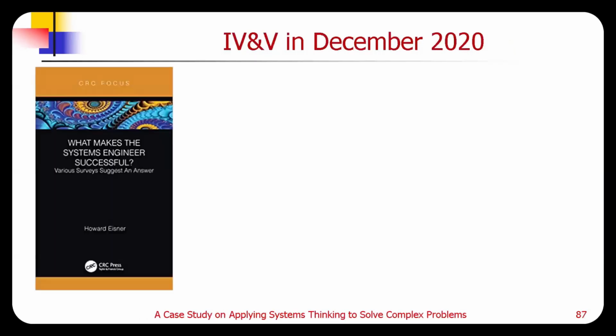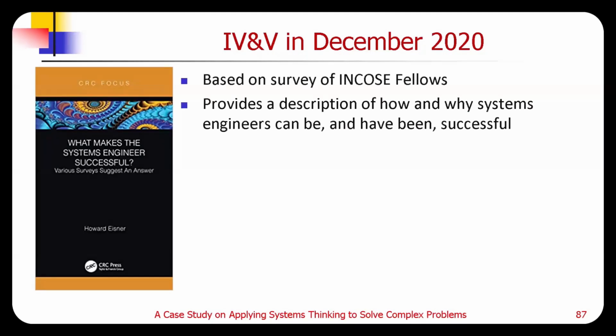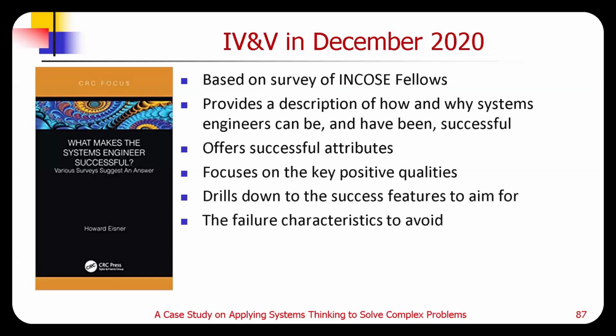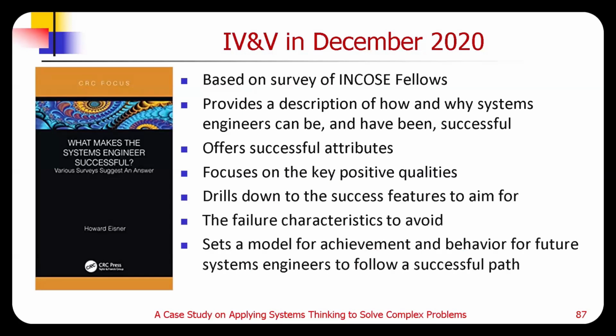By some coincidence, in December 2020, Howard Eisner published this book, What Makes Systems Engineers Successful? He based it on a survey of INCOSE fellows. It provides a description of how and why systems engineers can be and have been successful. It offers successful attributes, focuses on the key positive qualities, drills down to the success features to aim for, the failure characteristics to avoid, and sets a model for achievement and behavior for future systems engineers to follow a successful path.